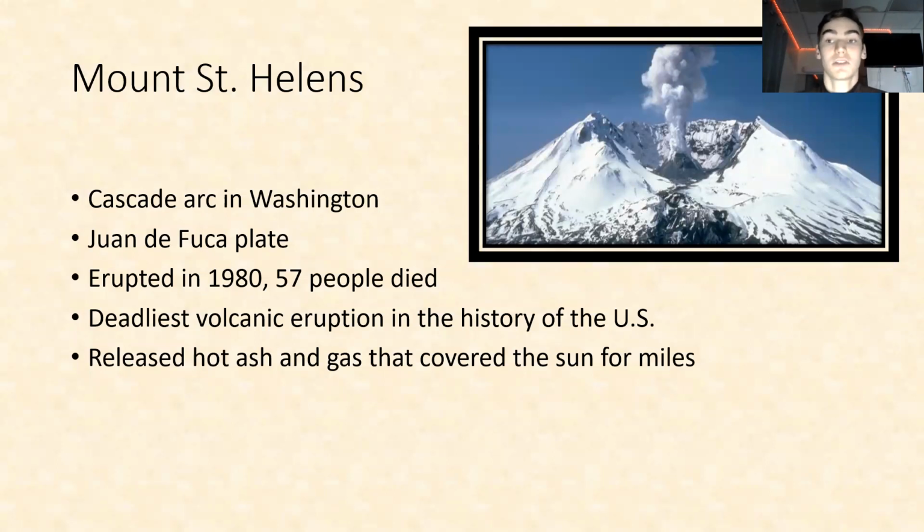One example of a volcano that blew its top is Mount St. Helens. This volcano is in the Cascade Arc in Washington. This volcano was formed by the Juan de Fuca plate subducting the North American plate. This volcano erupted in 1980 and killed 57 people. This was the deadliest volcanic eruption in the history of the US. And when it erupted, it released hot ash and gas that covered the sun for miles and miles.